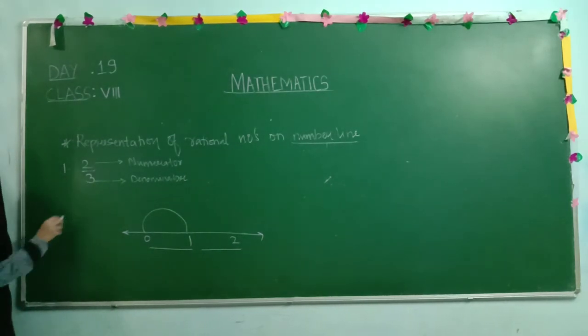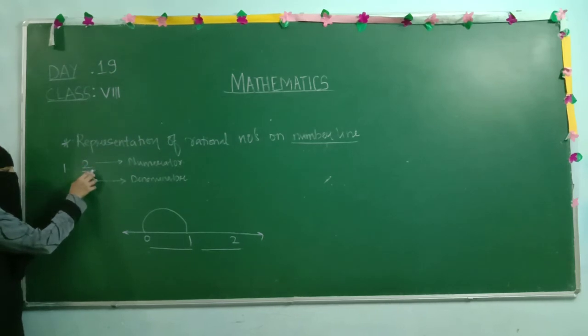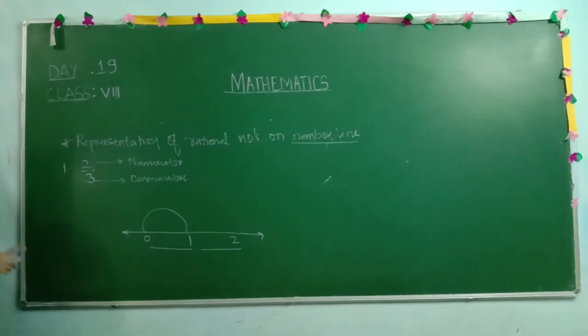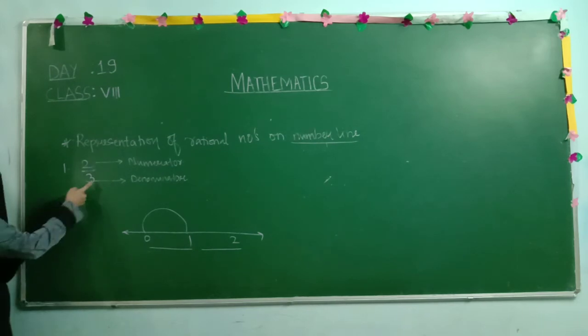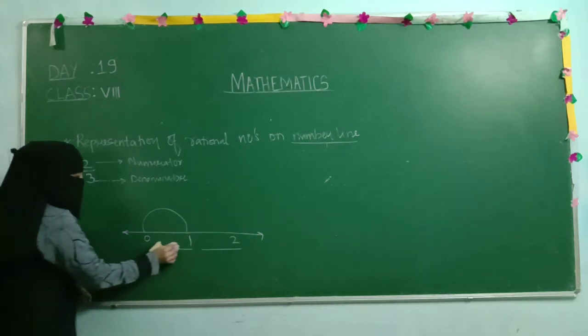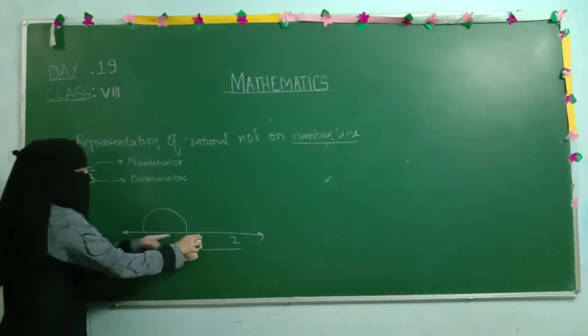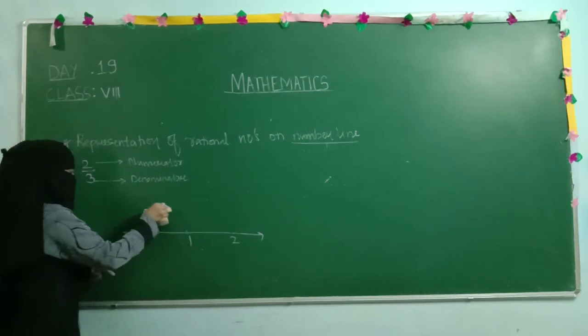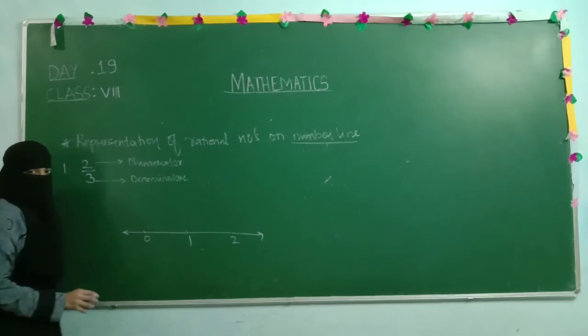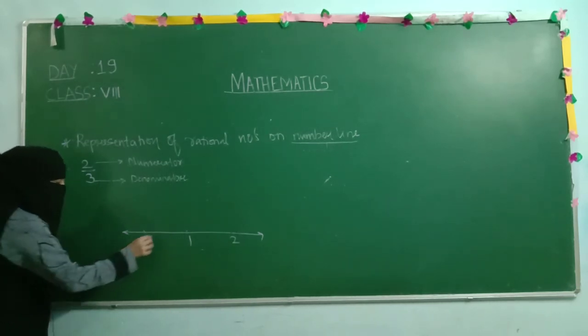Because of that reason the denominator plays an important role in the representation of rational numbers on the number line. Whatever the denominator is, based on that denominator we have to divide 1 unit or 1 centimeter into that many parts. As we have the denominator 3 here, this 1 unit, from 0 to 1 is 1 unit, 1 to 2 is 1 unit, we are going to divide into 3 parts. Equal parts, that too equal parts, not randomly wherever you want.